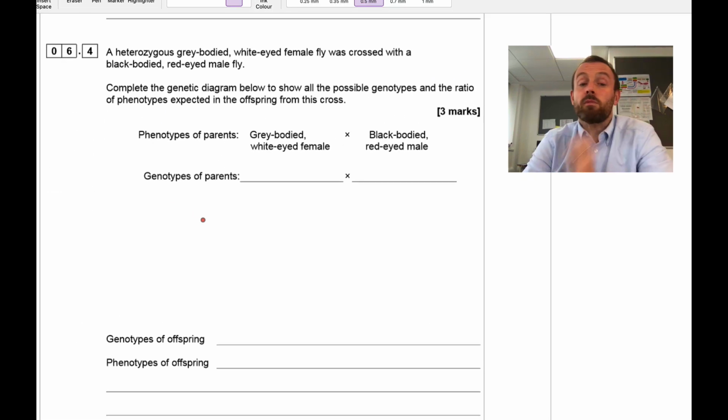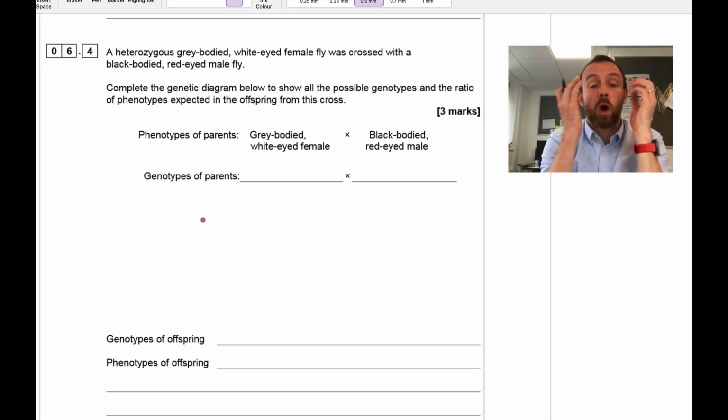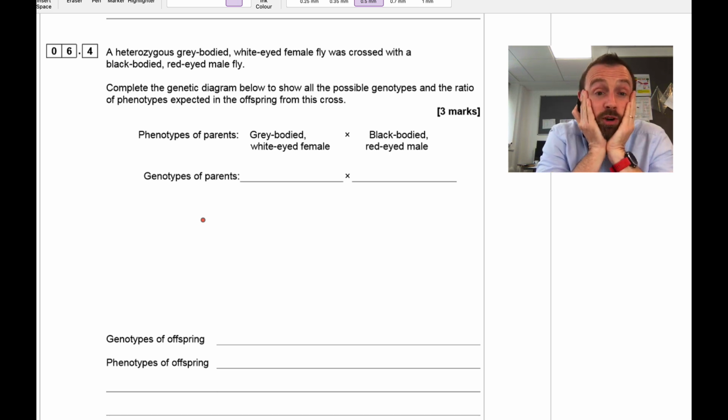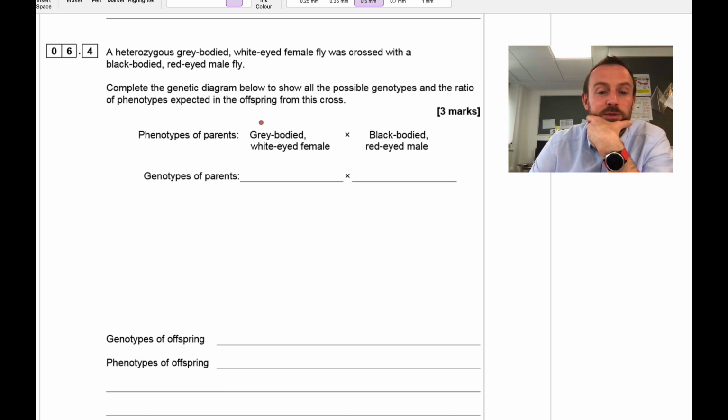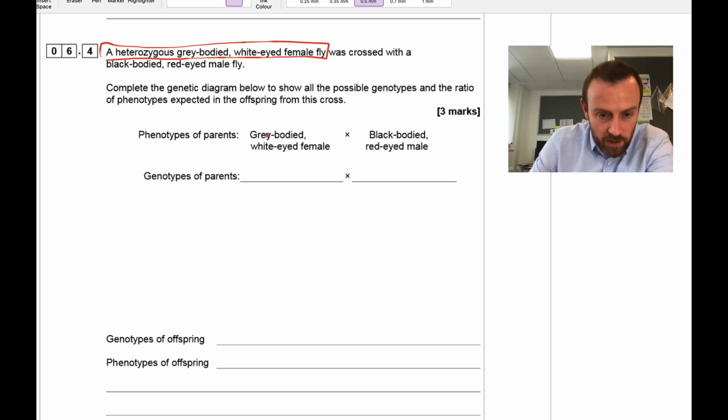6.4. A heterozygous grey-bodied white-eyed female fly was crossed with a black-bodied red-eyed male fly. Complete the genetic diagram below to show all the possible genotypes and the ratio of phenotypes expected in the offspring from this cross. Okay. Heterozygous grey-bodied white-eyed female fly. Okay, so let's first of all work that out. Grey-bodied, heterozygous it says, so that's big G, little g.